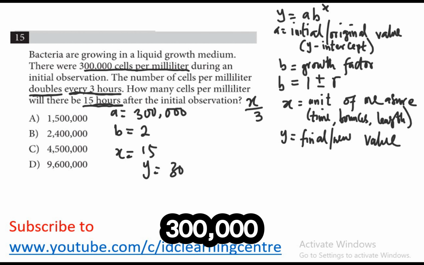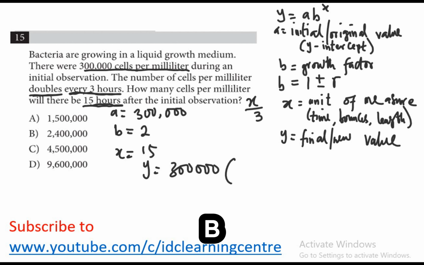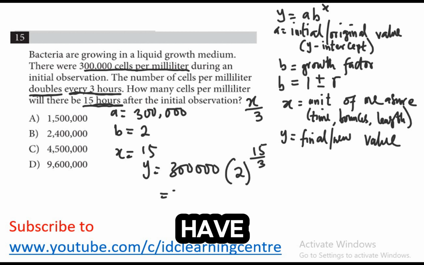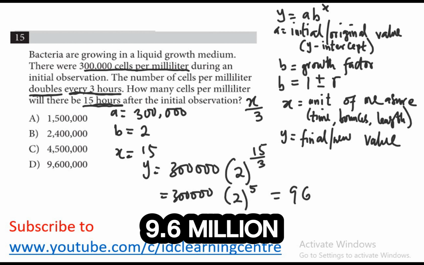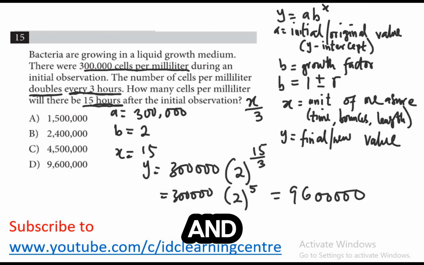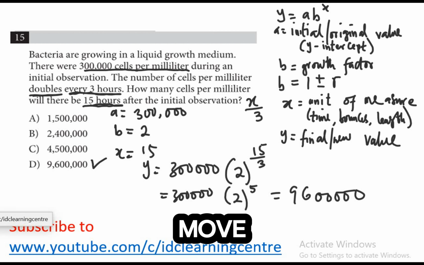So I'll just plug everything into the equation. y is equal to 300,000 times 2 raised to the power of x, but don't forget, every 3 hours makes it x over 3. Our x is 15, so 15 over 3 is 5. So 2 raised to the power of 5 is 32. When you multiply 32 times 300,000, we get 9,600,000, and that will be the final or new value after 15 hours. Are we good? That is our option D. So we'll move on to the next question.